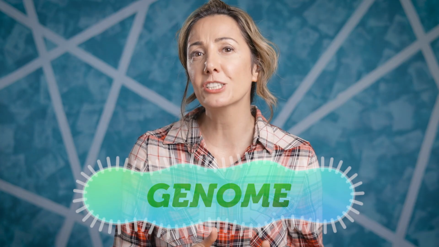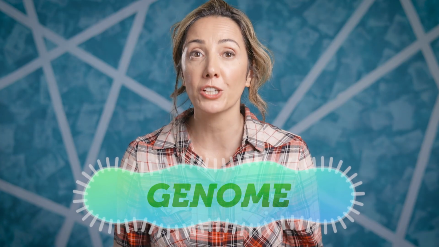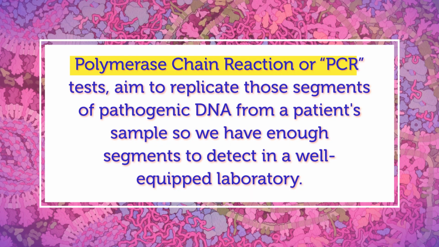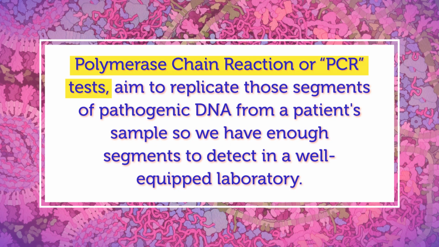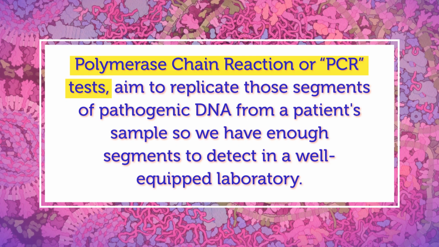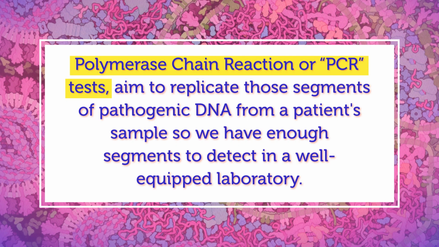Other times they involve identifying parts of a pathogen, like genetic material. That's because when pathogens infect us, they release a bit of their genetic material into our bodies. Since each kind of pathogen has its own specific genome, we can use that to identify them. For example, polymerase chain reaction, or PCR tests, aim to replicate those segments of pathogenic DNA from a patient sample, so we have enough segments to detect in a well-equipped laboratory.